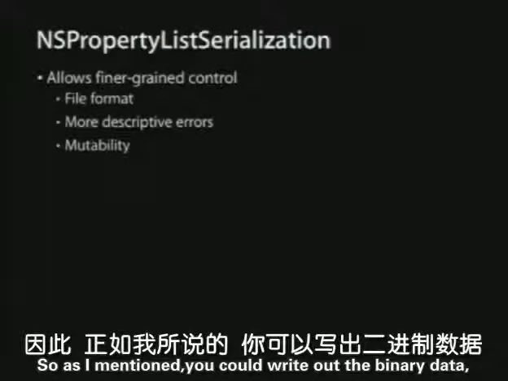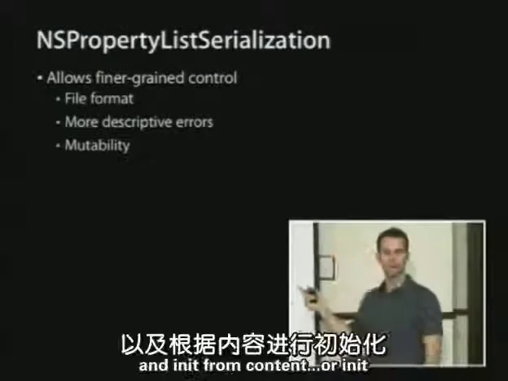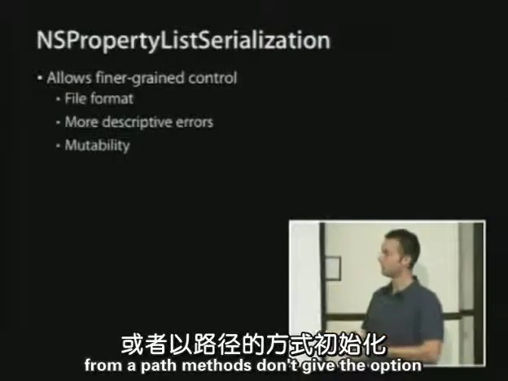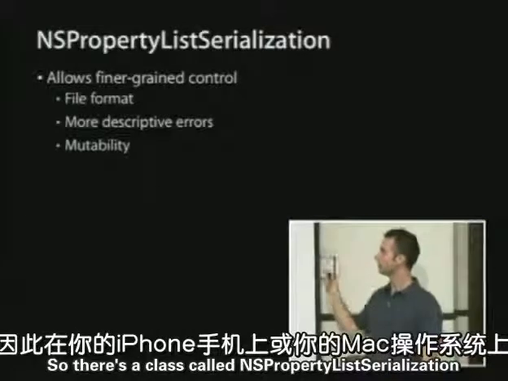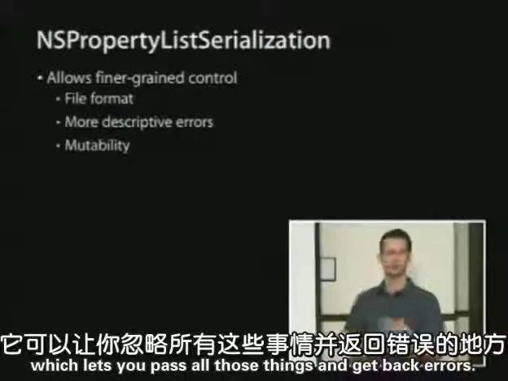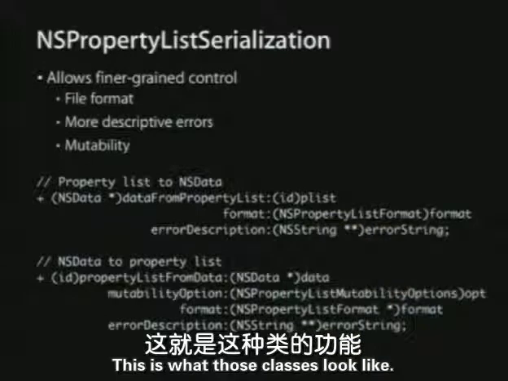So, as I mentioned, you could write out the binary data, the XML data, but those write to data and init from content, or init from path methods don't give you the option to specify what format you want to write in. So there's a class called NSPropertyListSerialization on your iPhones and on your Macs, which lets you pass all those things and get back errors. And this is what those classes look like.